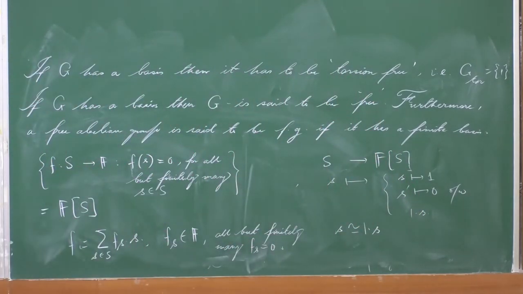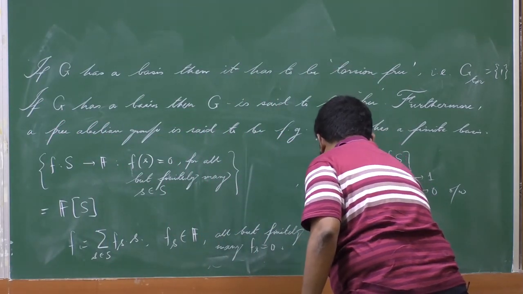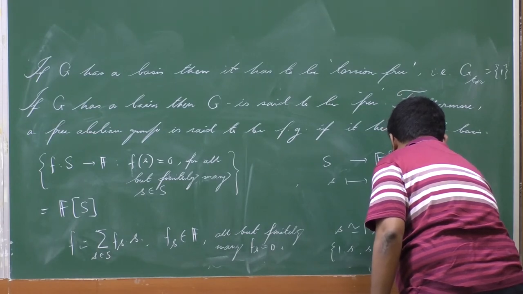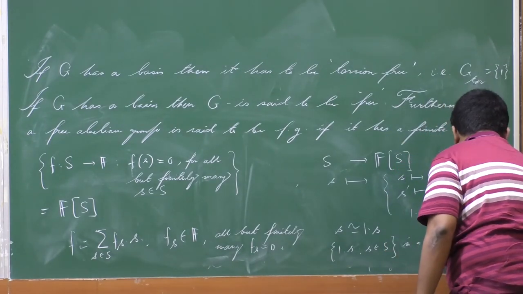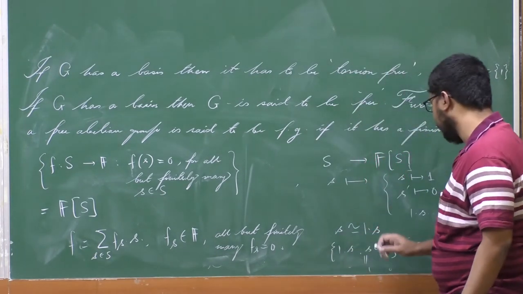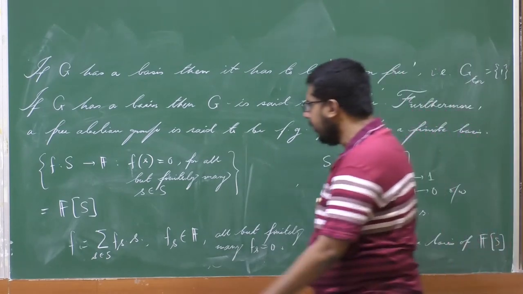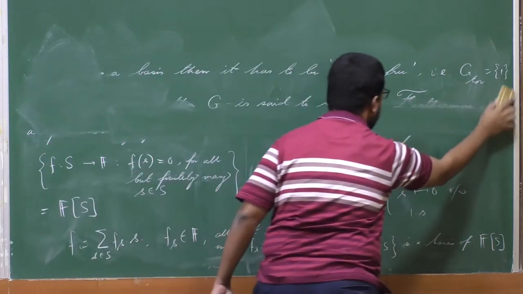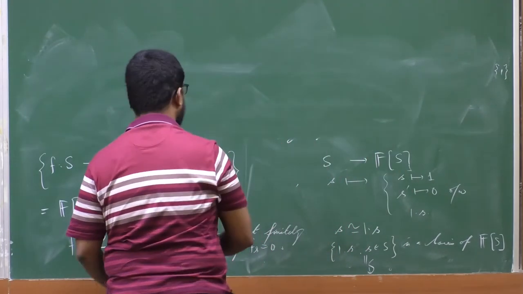Once we identified that, another observation was that these elements 1 times s form a basis of F(S). Since we identify s and 1 times s, this set will be identified with S, so we can now regard S as a basis of F(S). This is what we have done for vector spaces. I'm recalling all of this because we are going to have similar things for free abelian groups as well.